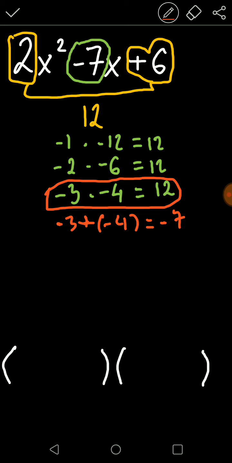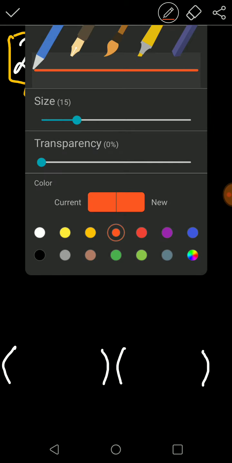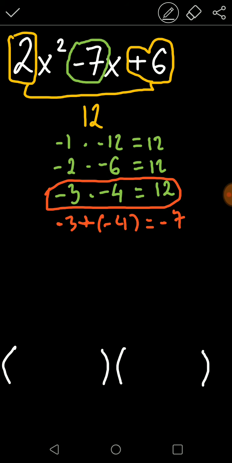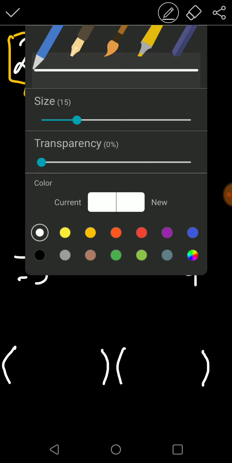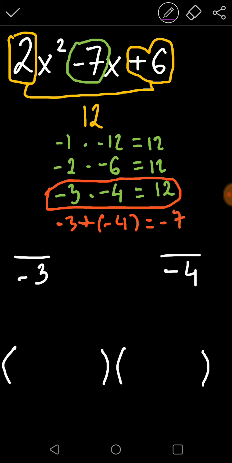So what do I do with those two numbers? For now, I'm just going to go ahead and write those numbers here on the side. Put negative 3 here and negative 4 over here. The next thing, I'm going to put a little fraction bar on the top. And then I will take the first digit we talked about, which is 2, and I will place that 2 on the top of each of the fractions that I just made.